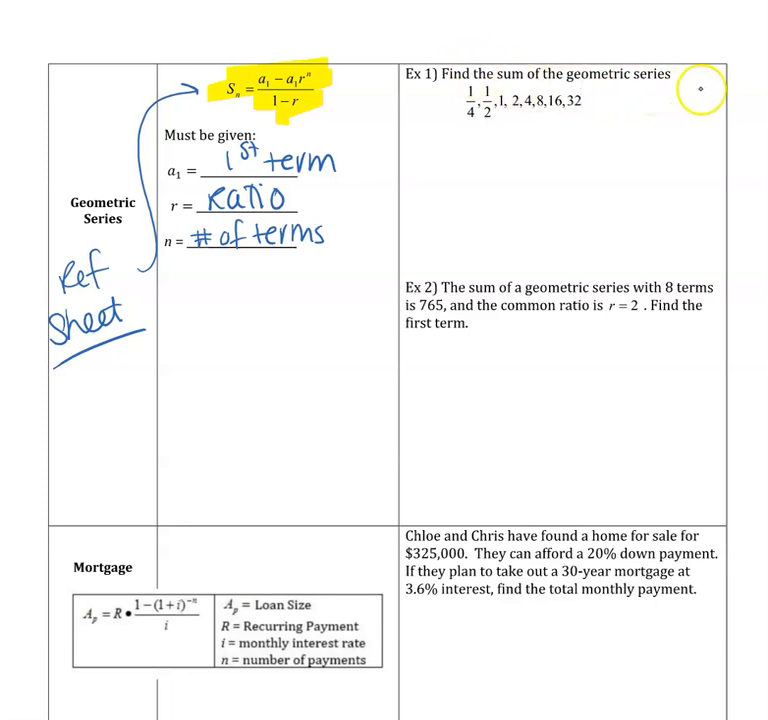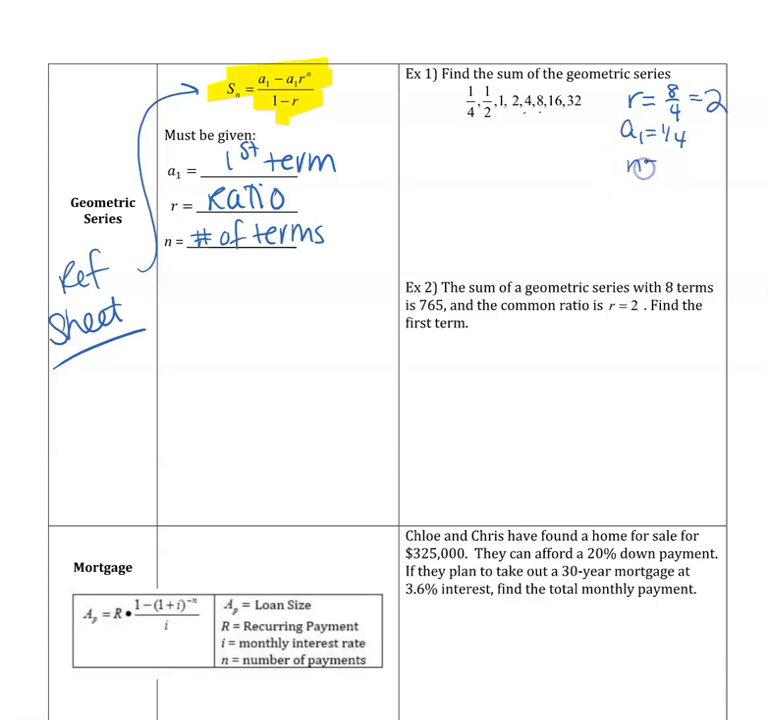So if I want to find the sum of the geometric series of the following sequence, the first thing I've got to figure out is what the common ratio is. Remember, your ratio can be any number divided by its previous. I could take 8 and divide it by 4, and that would give me a 2, which I think would be most obvious. It looks like we're doubling each time going forward. Your first term is 1/4 or 0.25, however you want to plug it in.